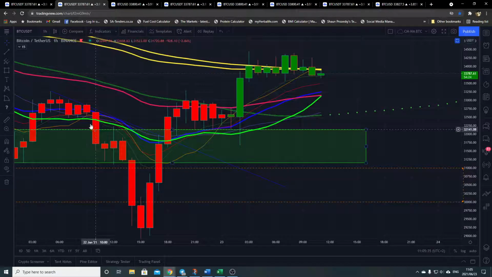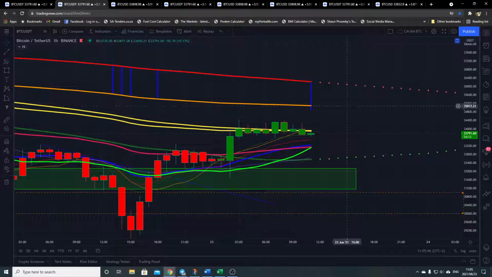Let's see, guys. We've got a perfect V-shaped recovery over here. This is fantastic. Absolutely fantastic. So I'm happy about that. Now I'm just waiting for the head and shoulders to play out for myself.